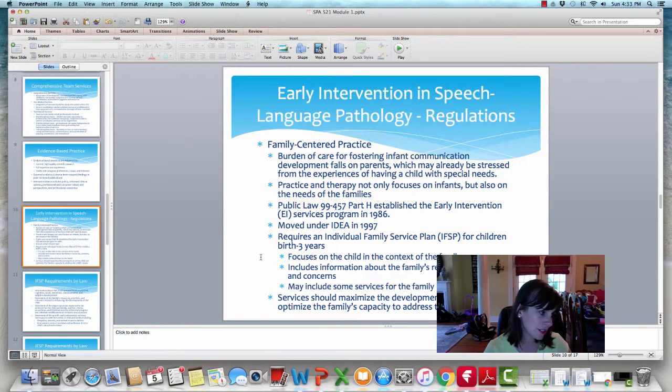Now we're going to move on to the information covered in Chapter 6 of the Paul book, Language Disorders from Infancy through Adolescence. So, early intervention and speech-language pathology regulations. Again, this is family-centered practice. The family is the center of the services being provided. And that's because the burden of care for fostering infant communication development falls on the parents, who may already be stressed from the experience of having a child with special needs.